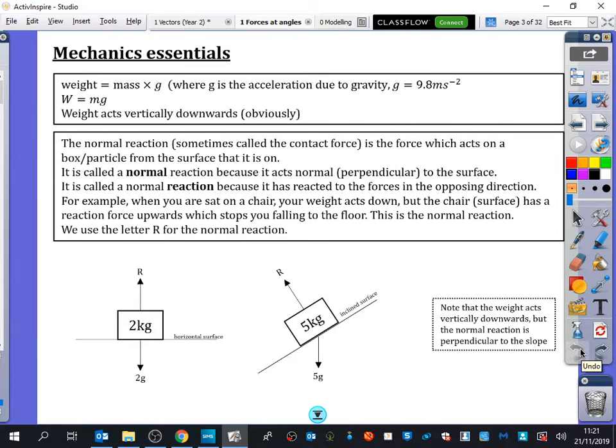I've then got some other things about forces. Again, this is stuff you should know, so if you know it, just feel quite happy. The normal reaction, which is sometimes called the contact force, is the force which acts on a box or particle from the surface that it's on. It's called the normal reaction, which I've underlined and made bold, because it acts normal to the surface. And remember, normal means perpendicular. Notice in this diagram how the normal reaction is not going vertically upwards, but it's actually going perpendicular to the surface. It is called a normal reaction because it has reacted to the forces in the opposing direction.